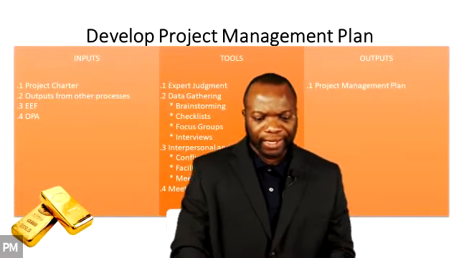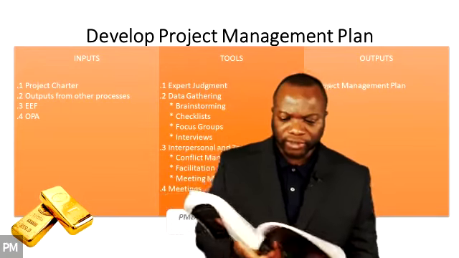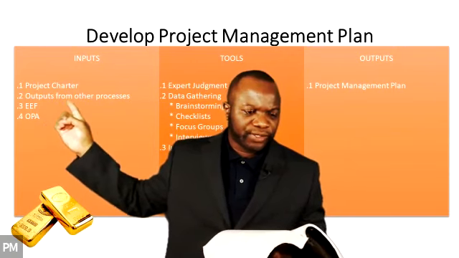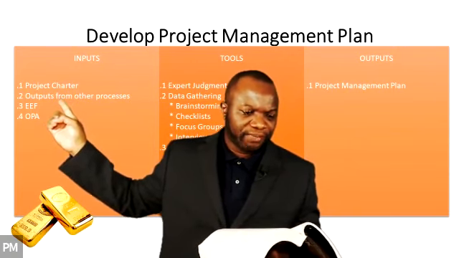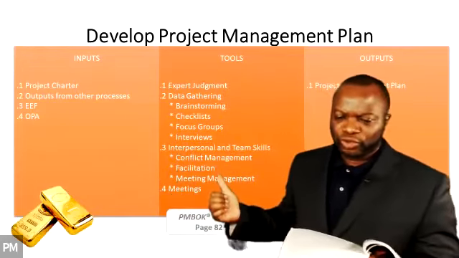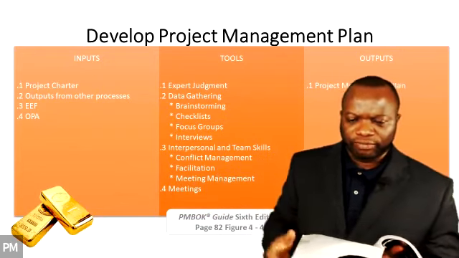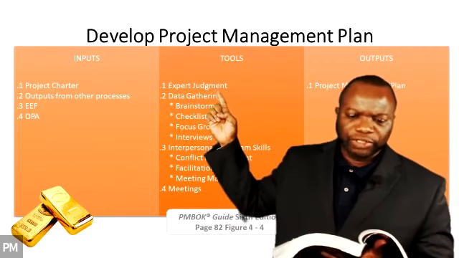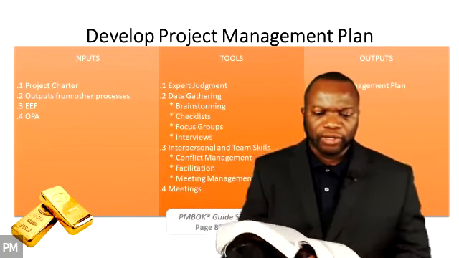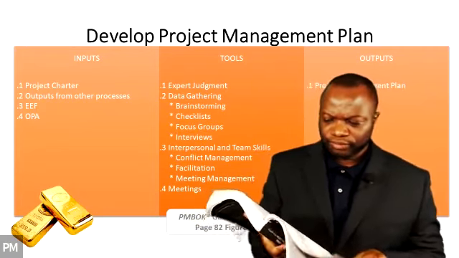Project management plan. So let's see if there's any difference in the level of detail. Taking a look at the inputs, it's pretty much the same. The project charter, outputs from other processes, which is your subsidiary plans and baselines, EEFs and OPAs. That's pretty straightforward. But now going into the tools and techniques, we see something similar to what was in Develop Project Charter. So we've got expert judgment, we understand that. Data gathering, right? Data gathering, brainstorming. The one that we didn't have before, I believe, was checklists.